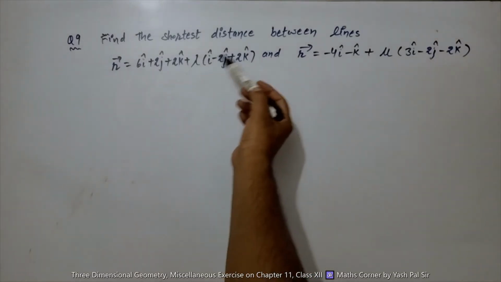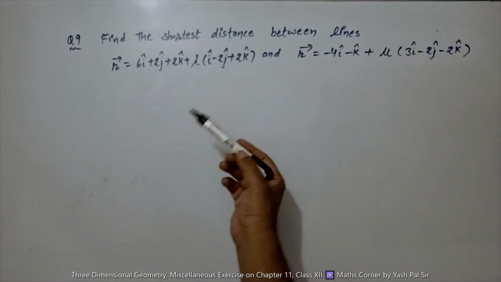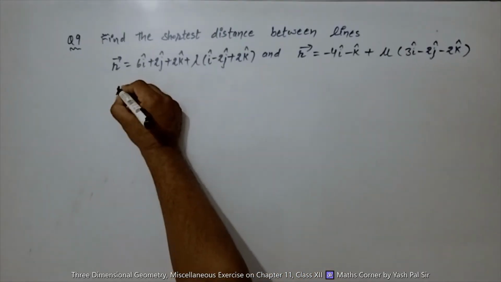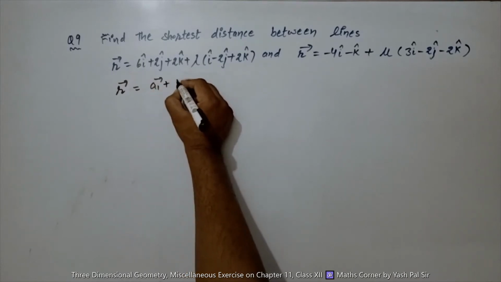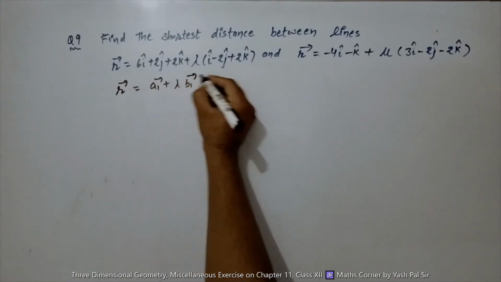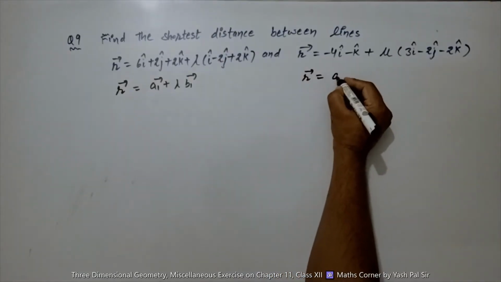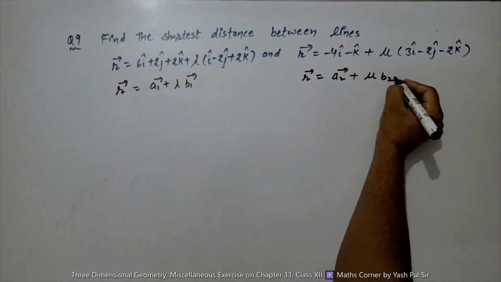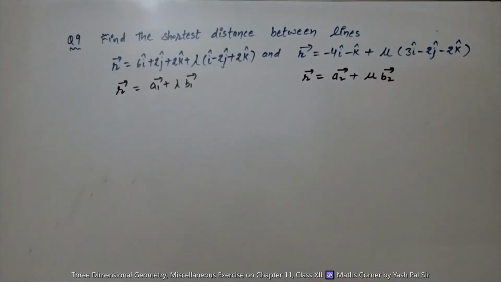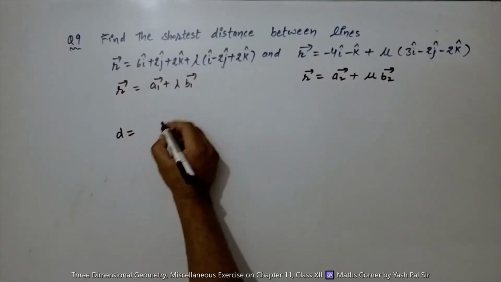Next question, question number 9. Find the shortest distance between the lines. This is the first line: vector r is equal to vector a1 plus lambda vector b1, and this is the second line: vector a2 plus mu vector b2. So we know how to find the shortest distance between the lines.